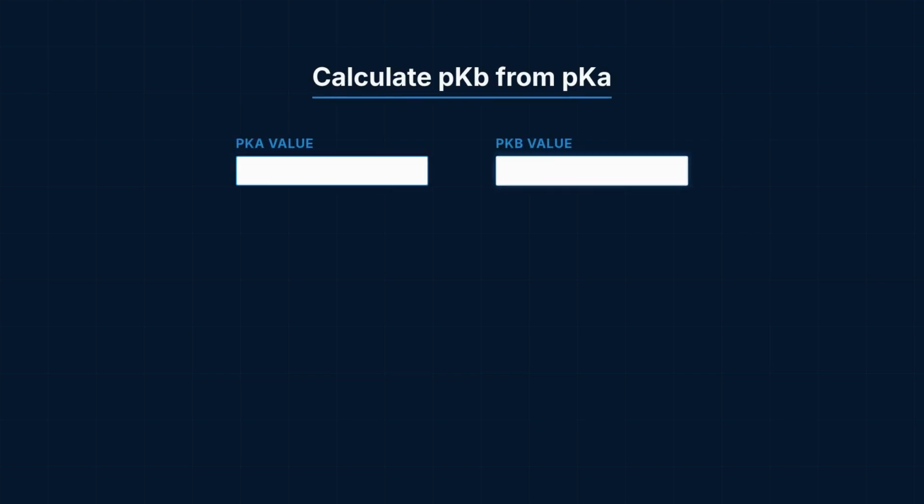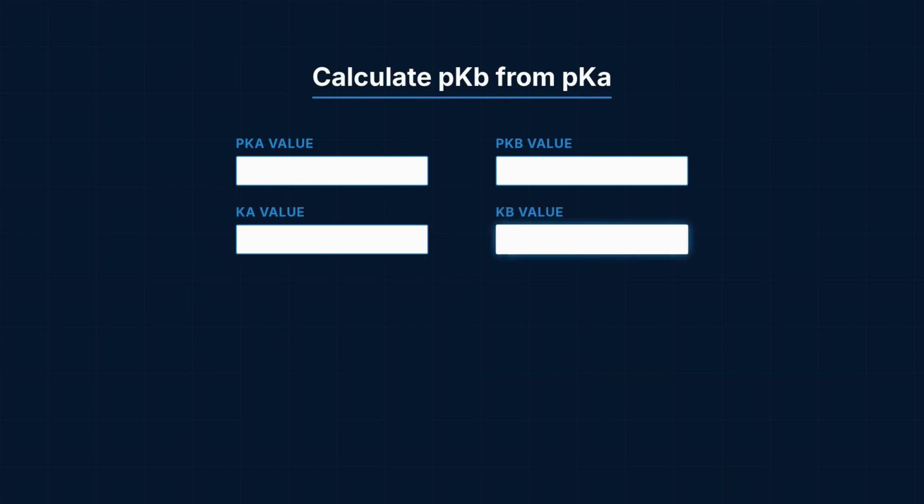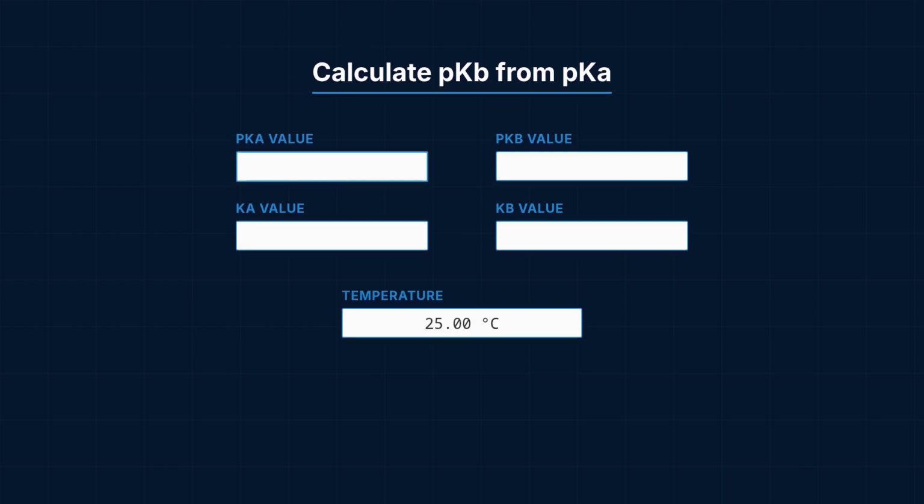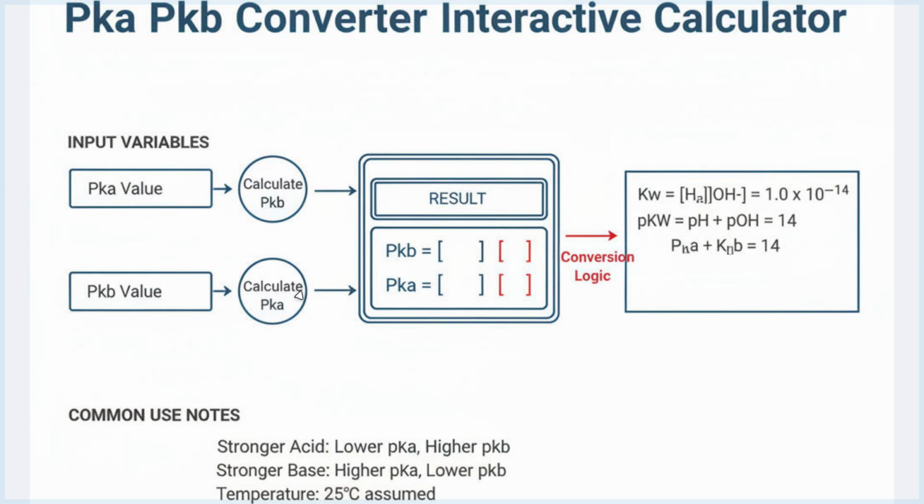Below that are 4 value fields: pKa value, pKb value, K value, and Kb value. Finally, there's a temperature field in Celsius, which defaults to 25 degrees. Here's a worked example. I'll enter 10 for the pKa value and keep the temperature at 25 degrees Celsius.